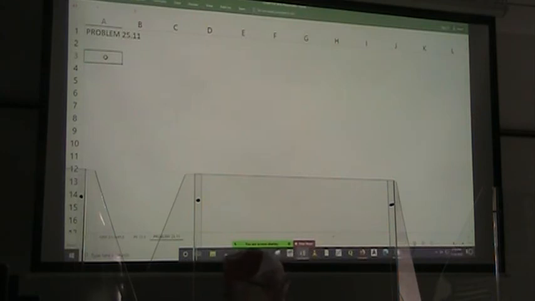Okay. So, let me see if I can read it if I put it over here.